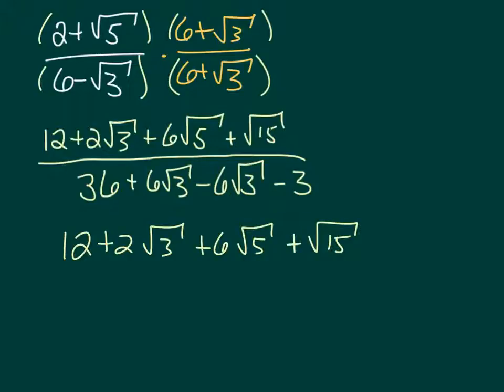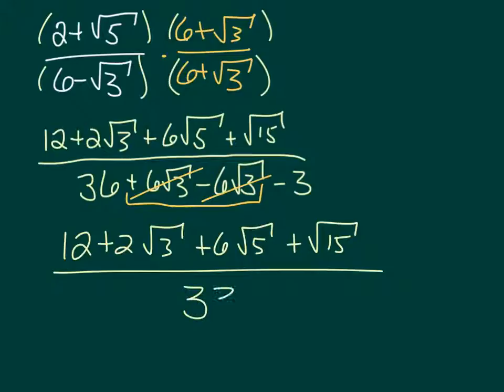Okay, and the whole point was that this happened right here. We have a plus 6 radical 3, minus 6 radical 3. They're gone. That was the whole idea. If that didn't happen, then something's gone wrong. So really, it's just 36 minus 3, and you should check, can you divide it like we did on that one? Can every single term be divided by 3? No. Okay, so then that's it. That's as far as you can go.